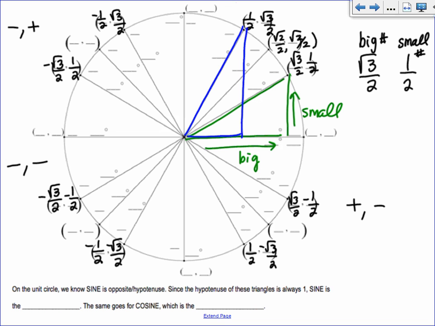So in this other quadrant, in the second quadrant, I'm going to have negative root 2 over 2, comma, positive root 2 over 2. In the third quadrant, I'm going to have negative root 2 over 2, comma, negative root 2 over 2. In the fourth quadrant, I'm going to have positive root 2 over 2, comma, negative root 2 over 2.